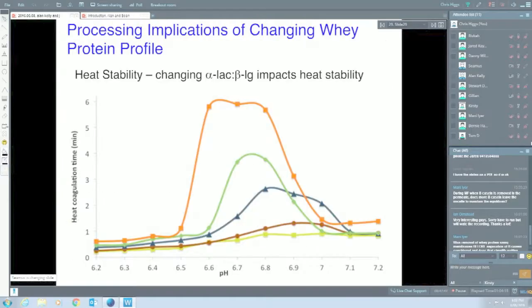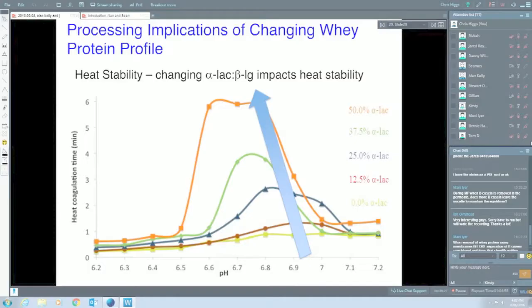And just to give you a snapshot of some of the work we've been doing, the heat stability curves shown on the next slide basically show heat coagulation time on the y-axis as a function of pH for a range of model infant nutrition products. These 5 formulas have the exact same total protein content, the same whey to casein ratio, the same pH, same minerals, everything. The only thing that's different is the alpha-lac to beta-lac ratio. And you can see clearly there that as we increase the proportion of alpha-lac as a proportion of total whey protein, the heat stability increases dramatically.